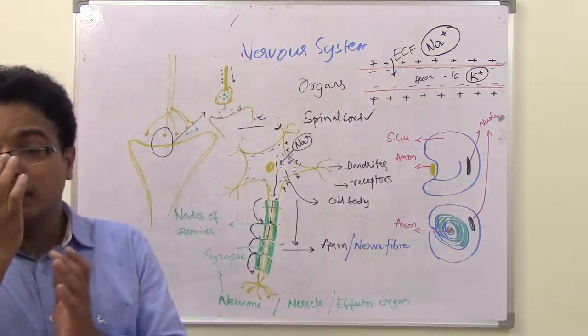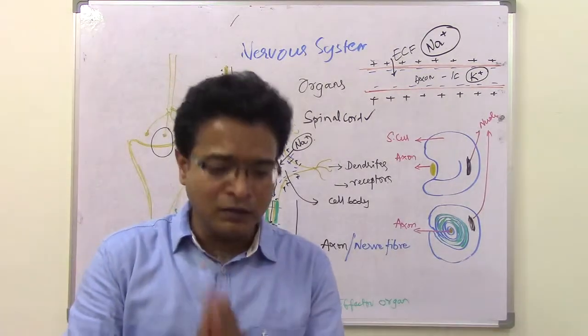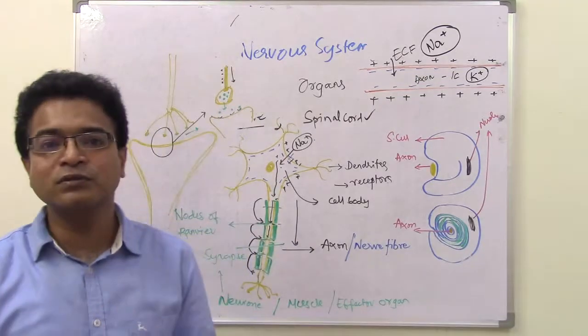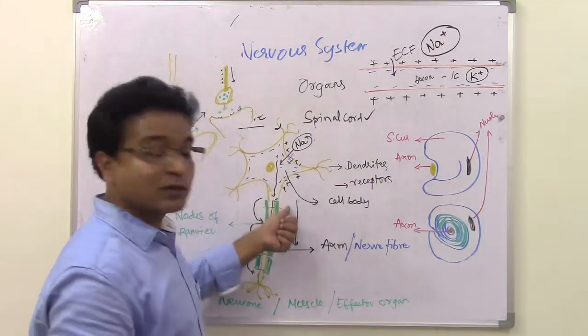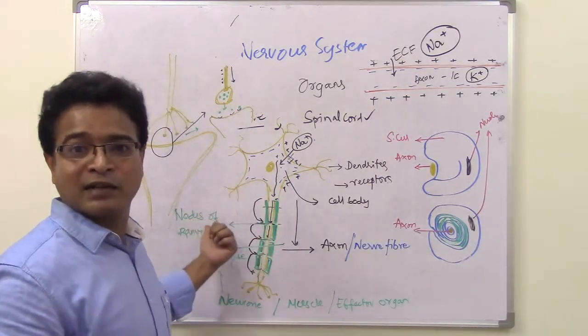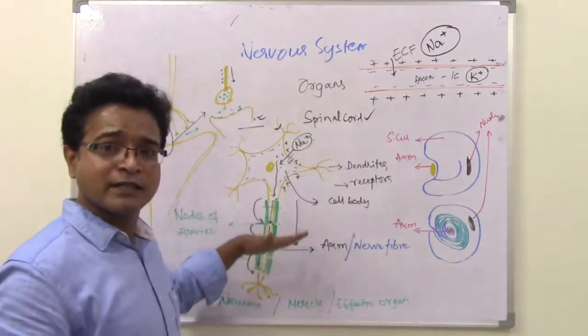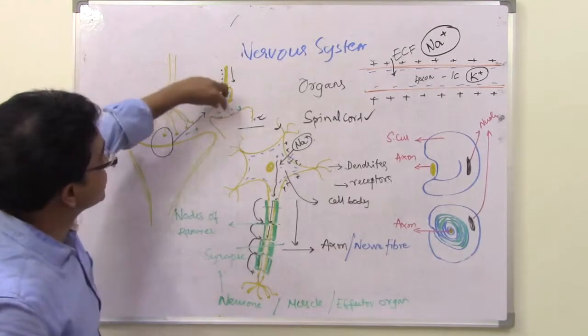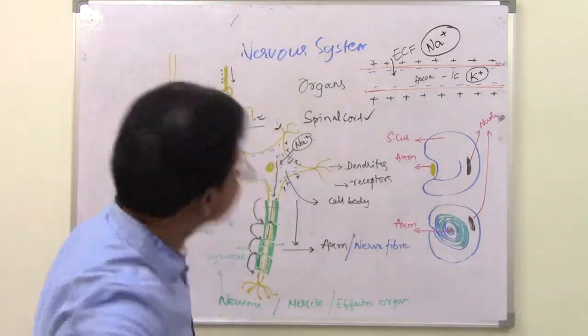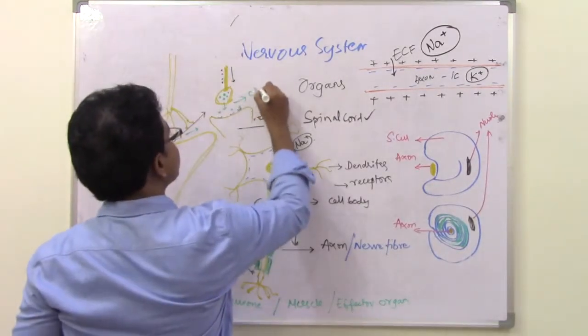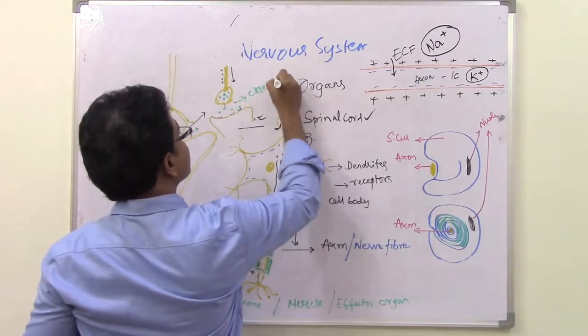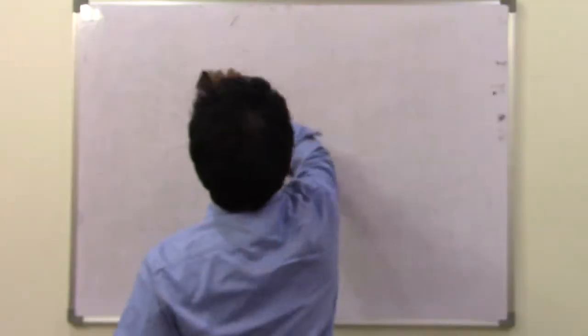The way the nervous system works or functions is through electrochemical transmission, changes in the electrical balance of the cell, finally resulting in the release of a neurotransmitter, which is a chemical. This is a chemical, right?